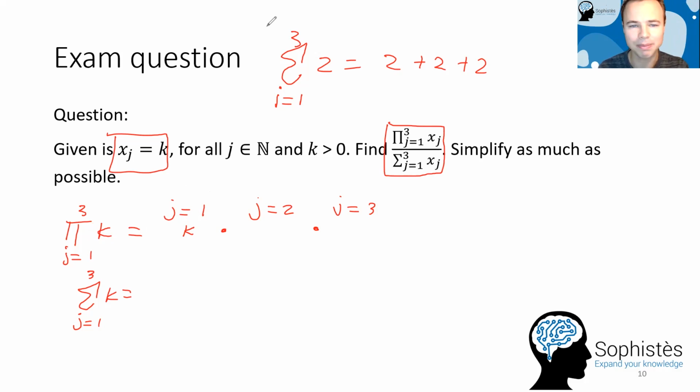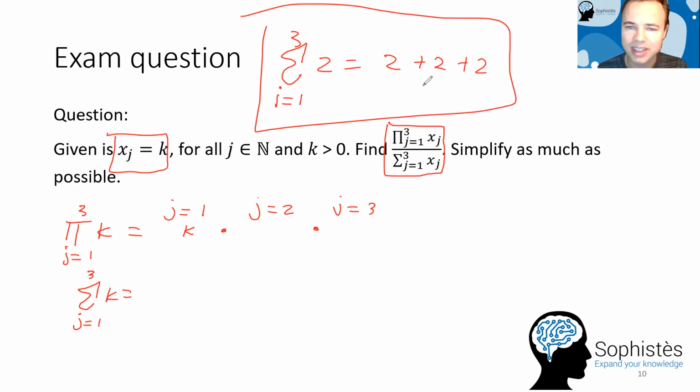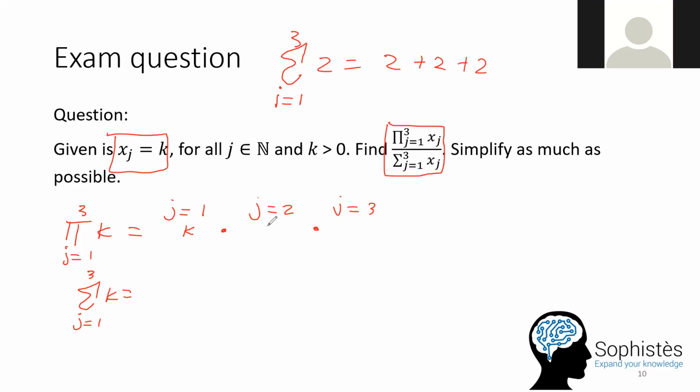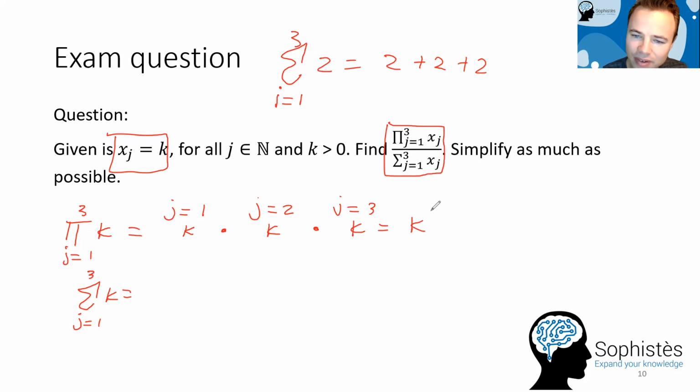It's just like this example where you have a constant. You see that? Yeah, I see. So it will be just k times k times k. Exactly. And that is k with the power of 3. Very good. And here we can do the same. j is 1, j is 2, j is 3.